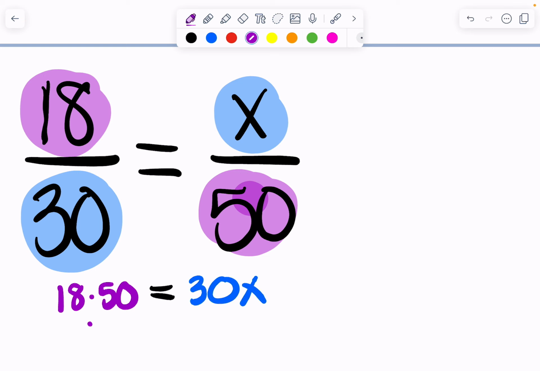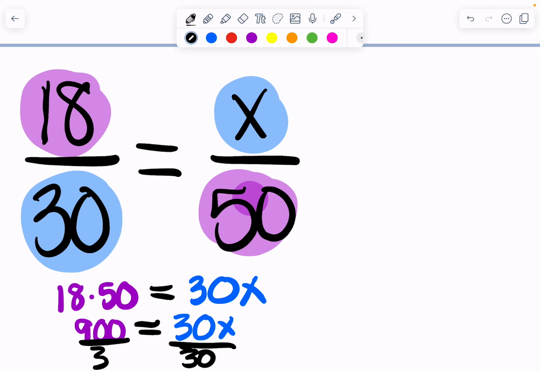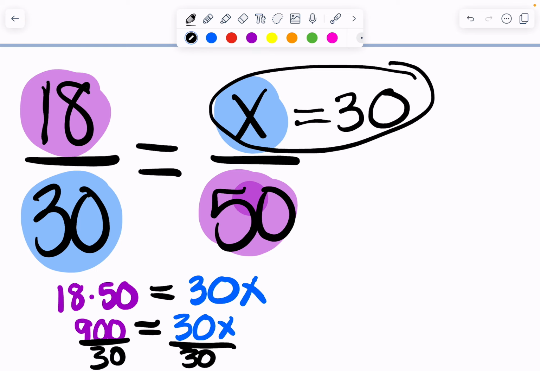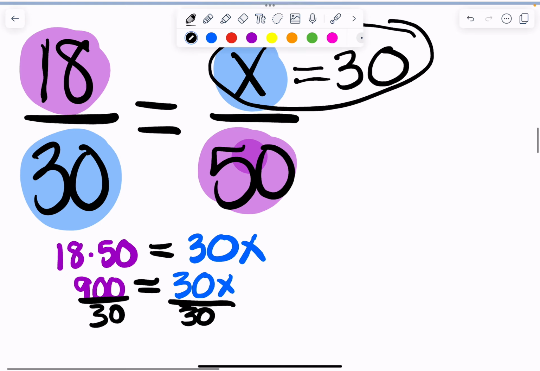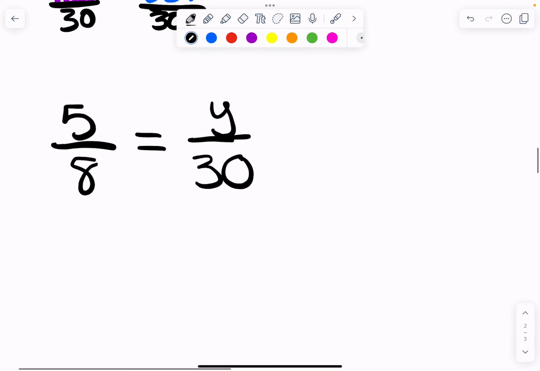When I multiply 18 times 50, I get 900. That has to equal 30 times something. So 30 times something equals 900. I can figure that out by dividing 900 by 30. And 900 divided by 30 is going to equal 30. So on this one, x would equal 30. We're going to look at another example here.